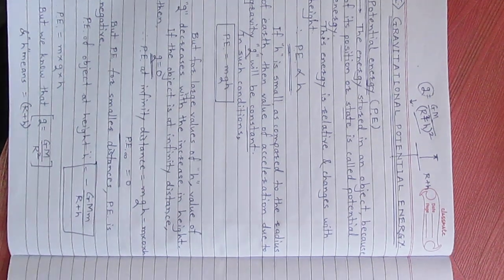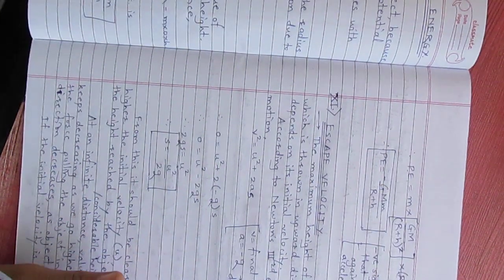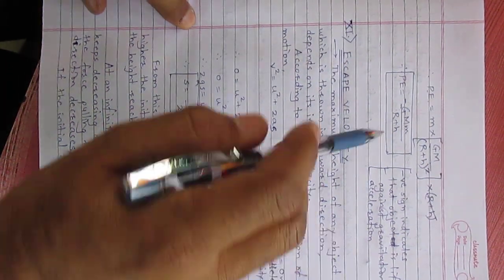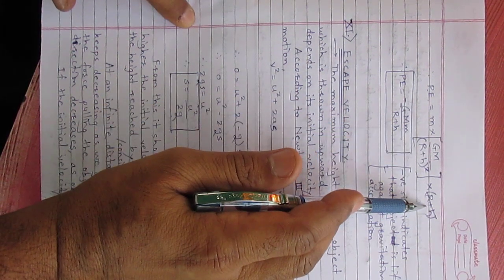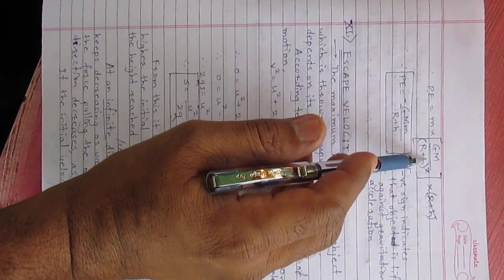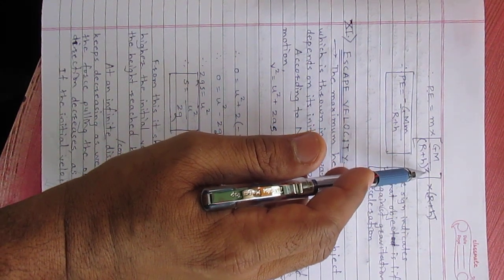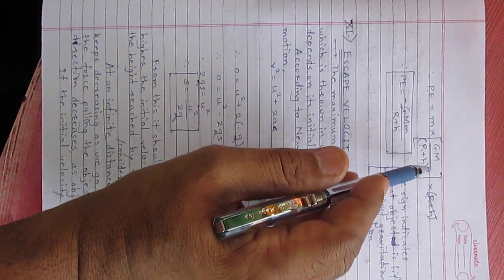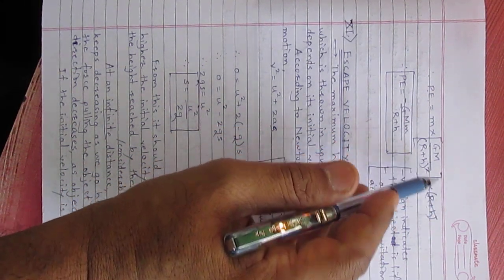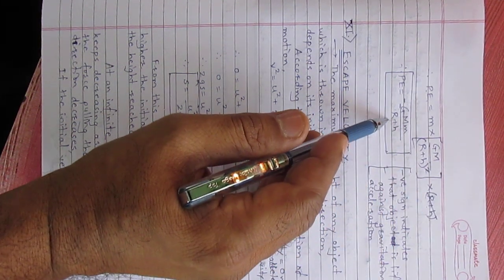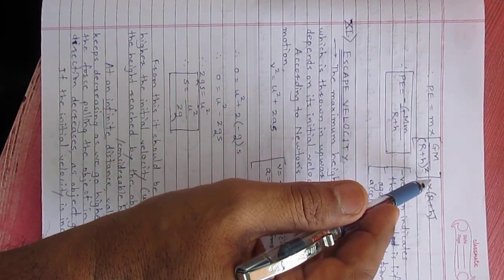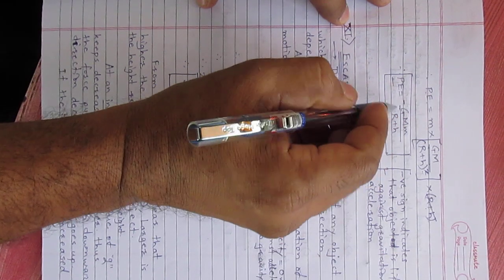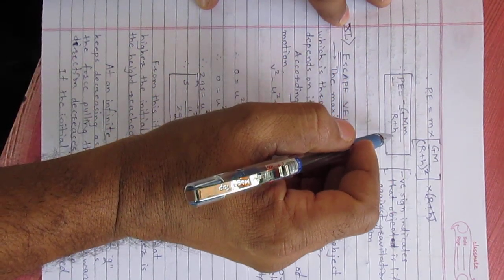Now the next part: potential energy is equal to mass into acceleration due to gravity into height. Here g means GM divided by (r plus h) raised to 2, and into r plus h. Therefore, of the (r plus h) raised to 2, one r plus h will get cancelled with this r plus h, and therefore the potential energy will be minus GMm divided by r plus h.